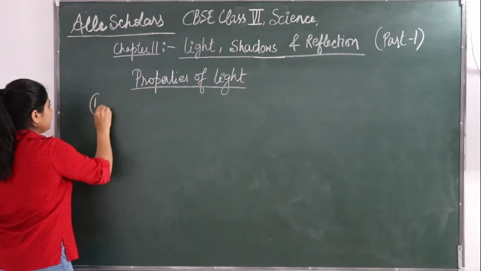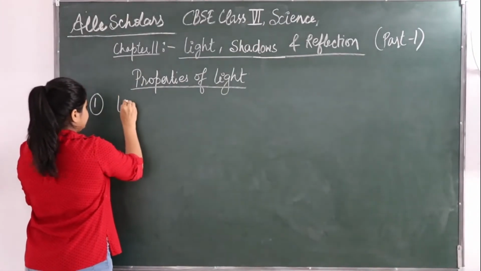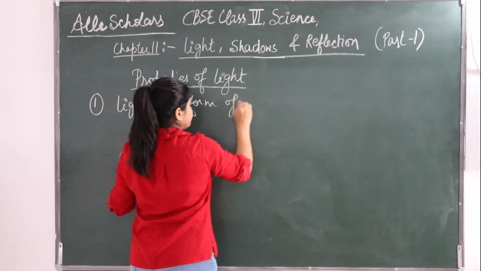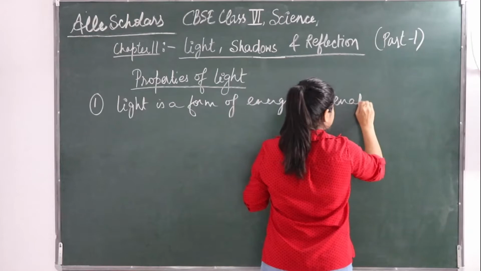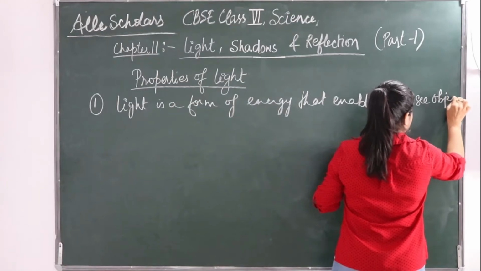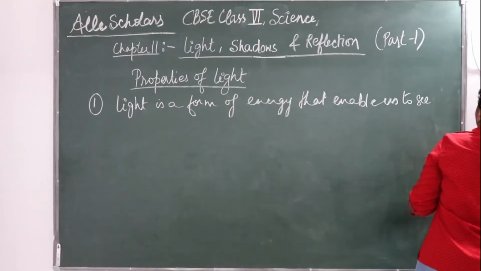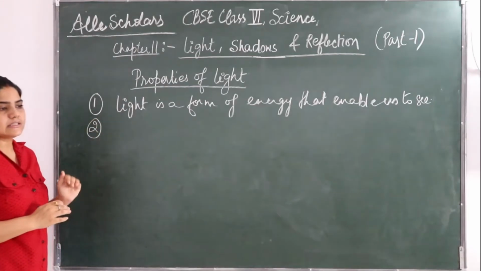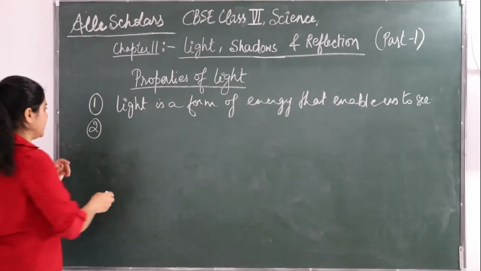Okay? So let's see some of the properties of light. Light is a form of energy that enables us to see objects. Next thing is that the sun is a source of light. Light is emitted from a source such as the sun.